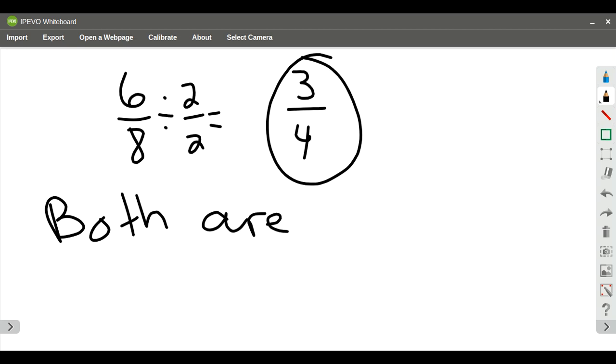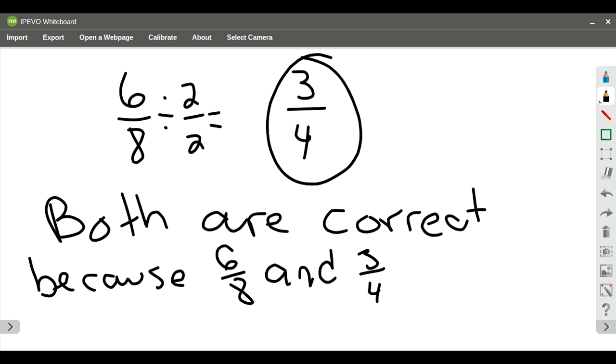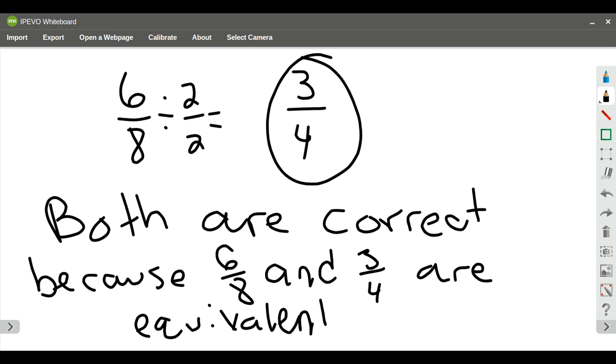because I'm using the language of the discipline, because 6/8 and 3/4 are equivalent fractions.